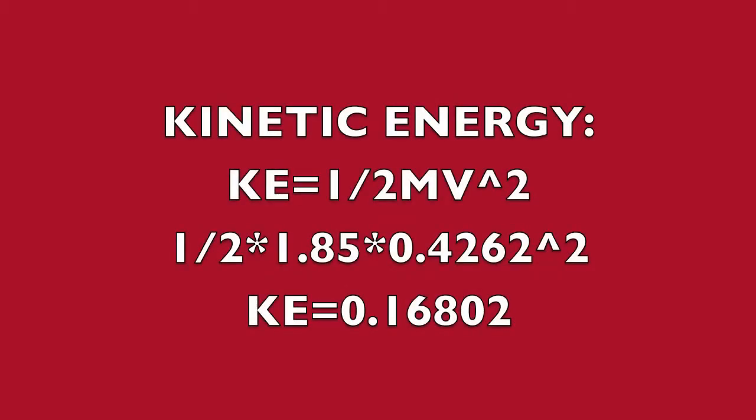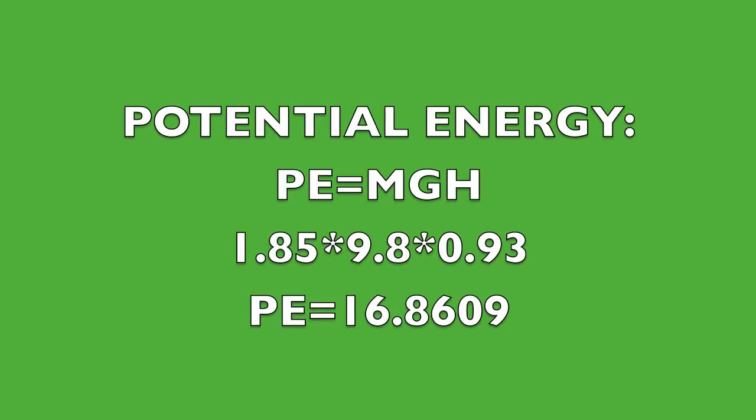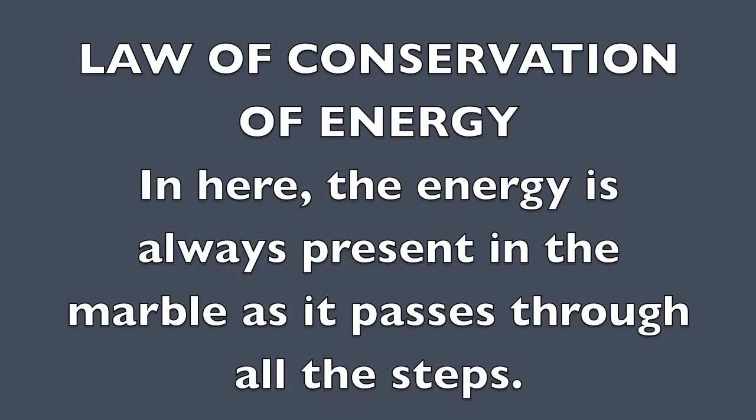The kinetic energy of the marble is 0.16802 by its mass and its velocity. The potential energy of the marble at the beginning point is 16.8609 by its mass, gravity, and height above the ground. This law states that energy can be neither created nor destroyed, only converted.